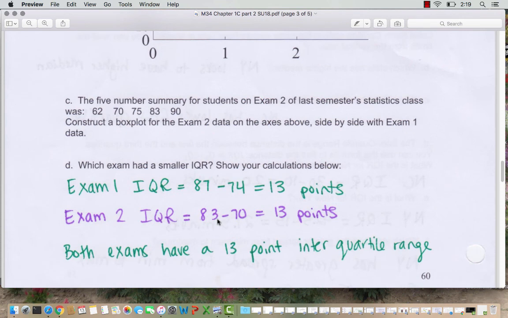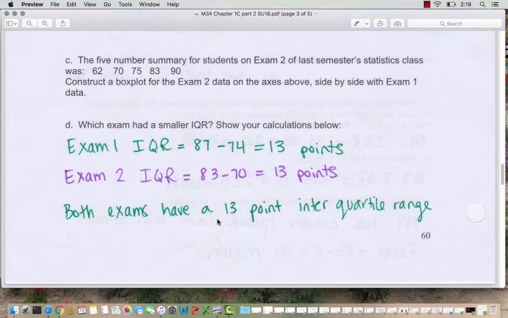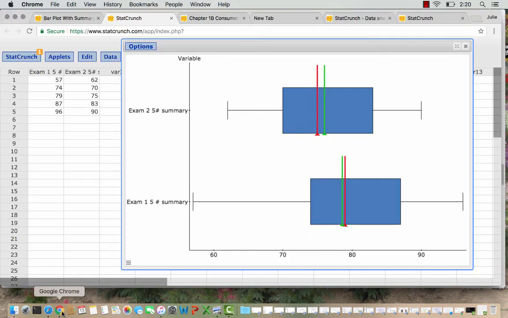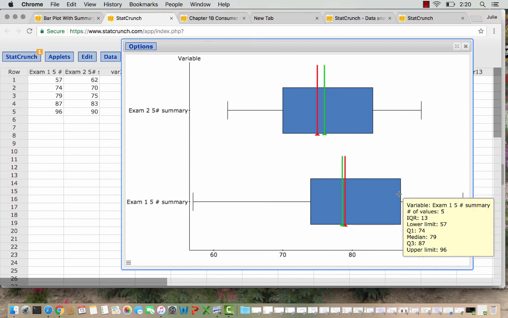So if we want to know which exam had the smaller interquartile range, we can do the calculation. So for exam 1, quartile 3 minus quartile 1, 87 minus 74, is 13 points. And for exam 2, 83 minus 70 is also 13 points. So both exams have a 13-point interquartile range. And if we go back to the StatCrunch graph, we see it looks like the central boxes are very close in shape to each other.